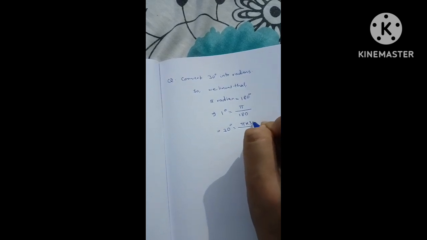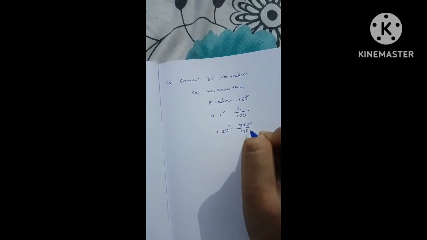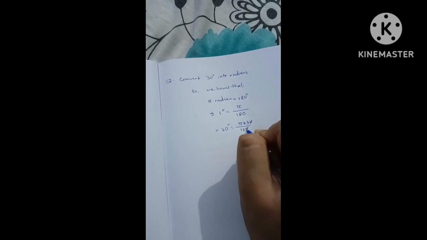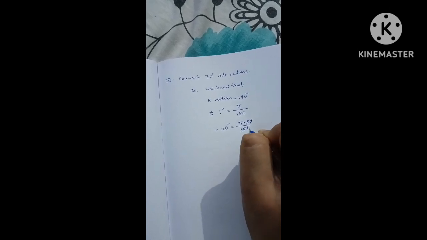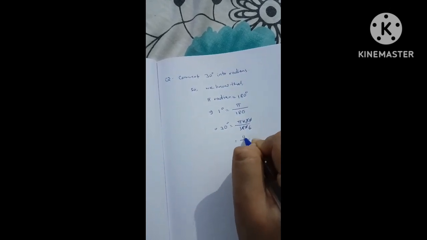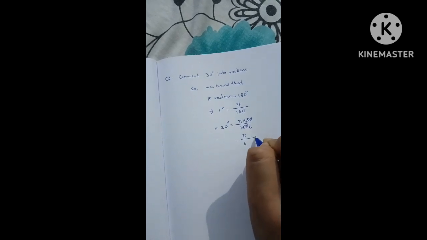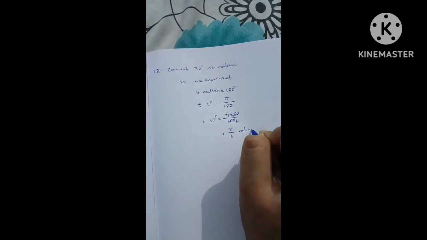pi times 30 by 180. Now cancelling this, we get 30 degree equals pi by 6 radians.